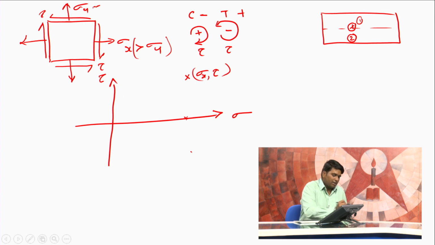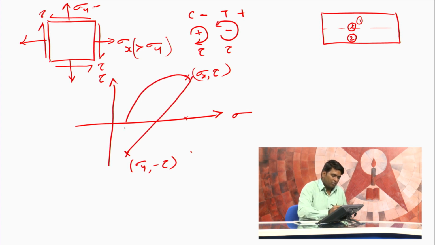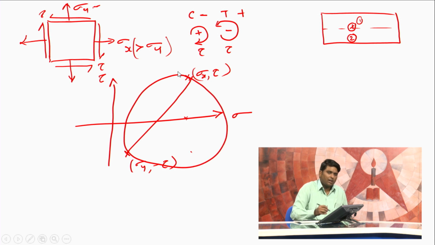and when you consider this element, sigma y, which is also tensile, but the shear is negative. So, this is my sigma y comma minus tau. So, join these two points and then you can draw the Mohr circle. This is a general aspect that you have studied. This is the inclination of the failure plane, alpha, right. So, you know the basic concepts.